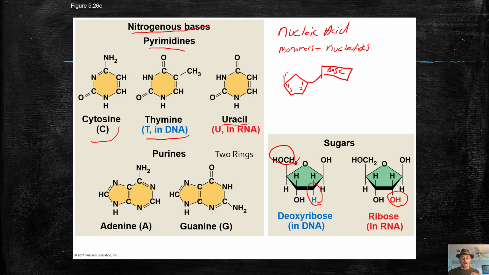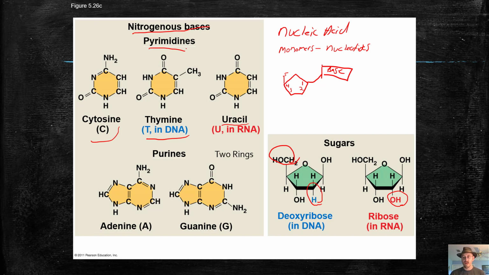And as you know, A likes to stick to T, so purines pair with pyrimidines, and C likes to stick with G. They pair together. And we know that from Chargaff's rules: the number of pyrimidines tends to be the same as the number of purines in a DNA molecule.